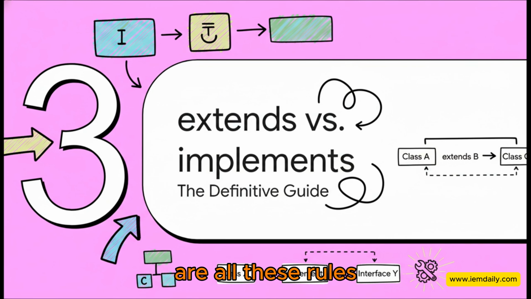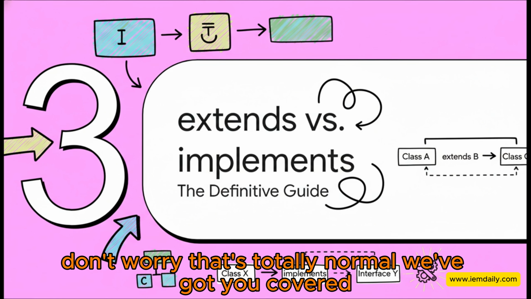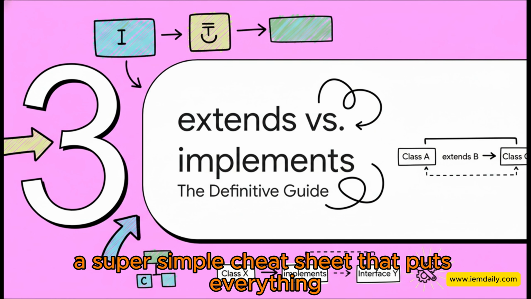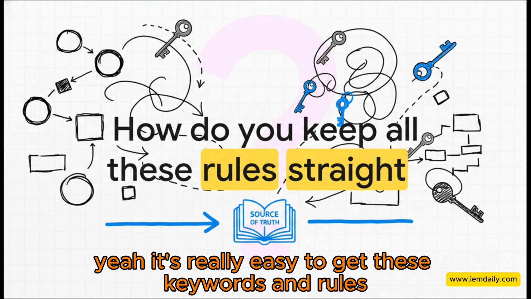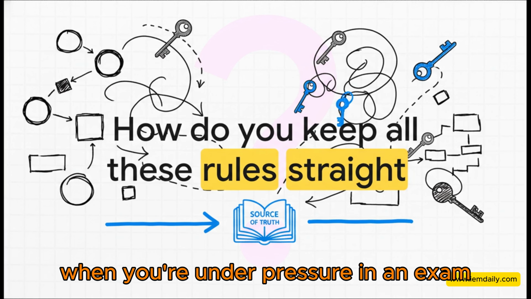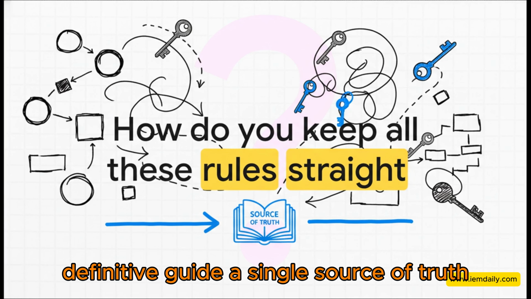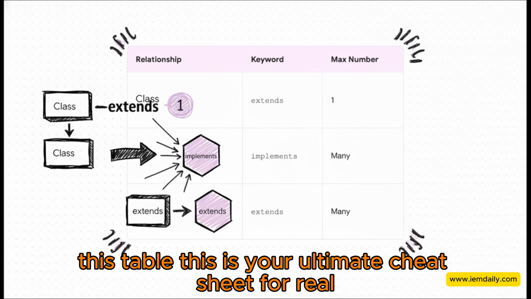Okay, are all these rules starting to swim around in your head a little bit? Don't worry, that's totally normal. We've got you covered. This next section is your secret weapon, a super simple cheat sheet that puts everything we've learned in one place. Yeah, it's really easy to get these keywords and rules mixed up, especially when you're under pressure in an exam or a technical interview. So, let's just build a definitive guide, a single source of truth that you can use to keep everything perfectly straight. This table, this is your ultimate cheat sheet.